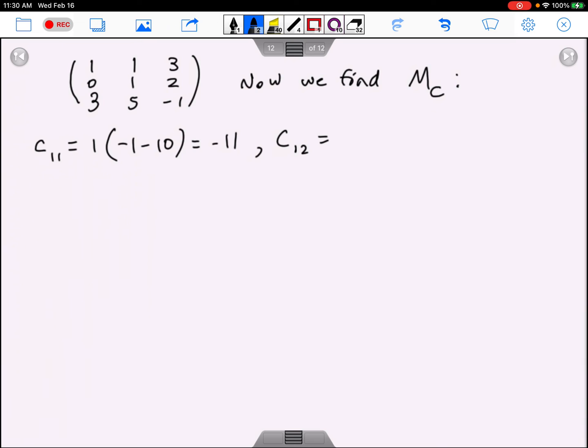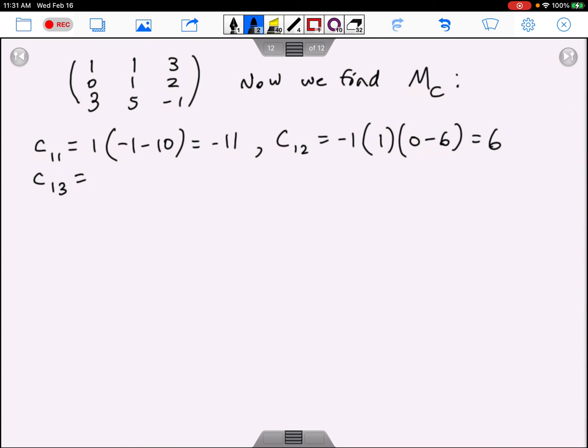What about C12? C12 is this guy. So we're going to delete that row and that column, and we have a determinant that's left. And also don't forget our sign table. That's going to be a negative, right? We have negative 1 times, we have a 1 there, times, and then 0 minus 6, which is positive 6, right?